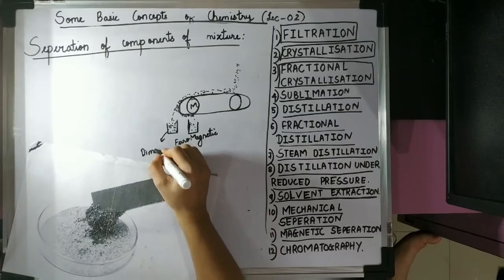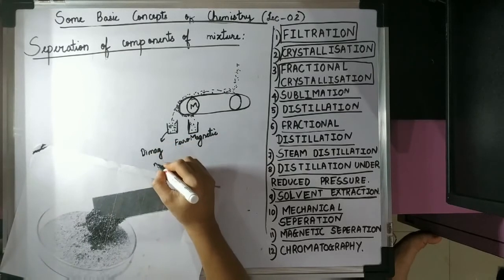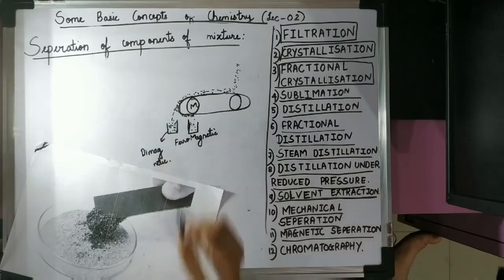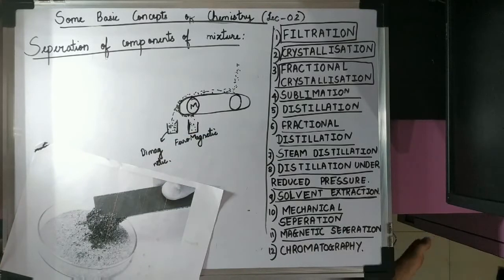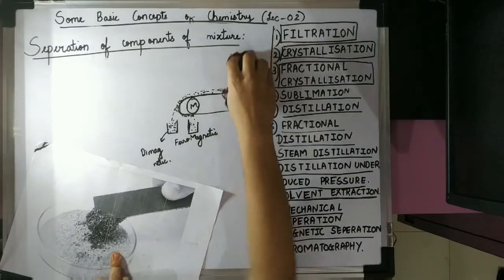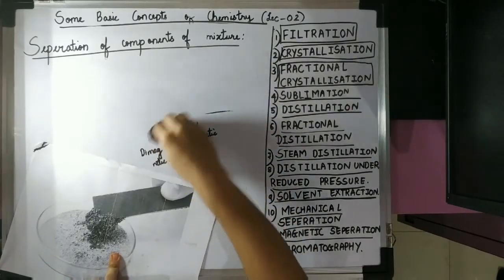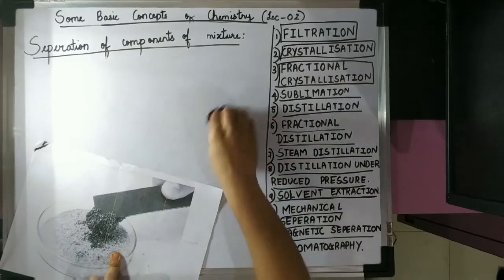So this is the magnetic separation which is used in mining, in ore separation, in getting purified compounds. This method is used. The last method that we have to understand is chromatography.